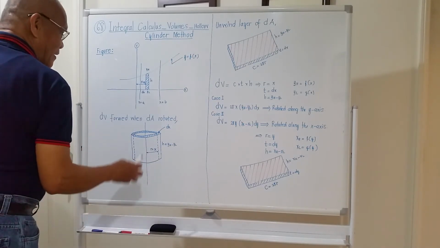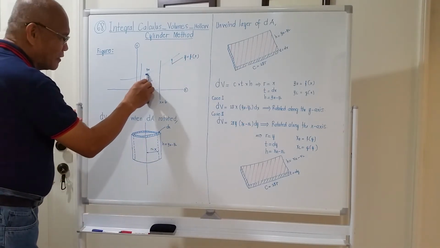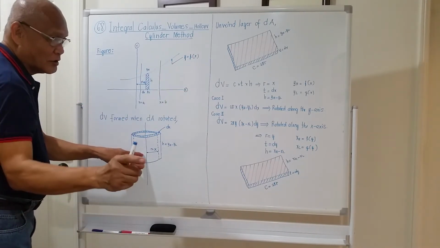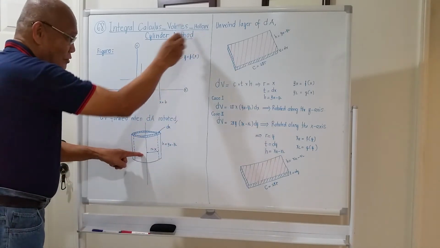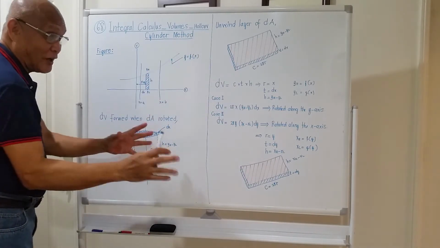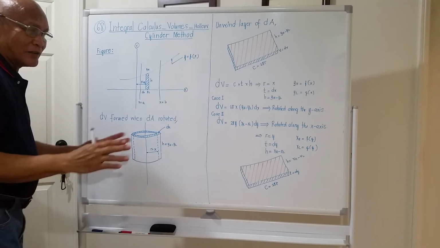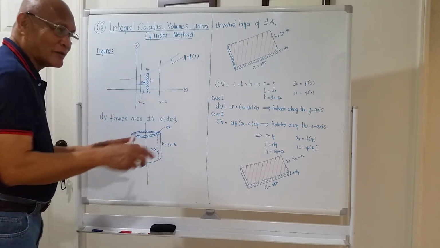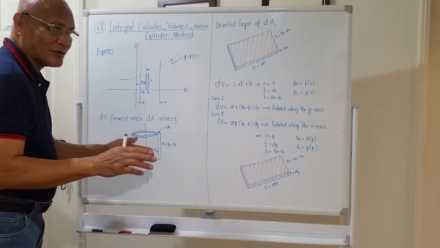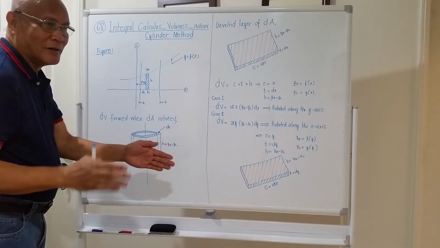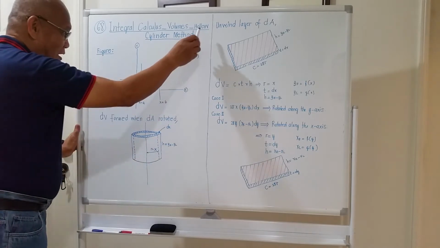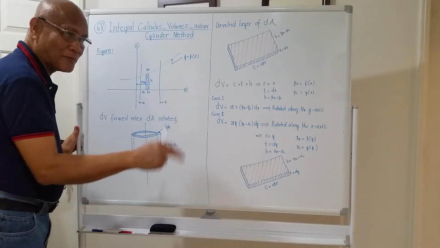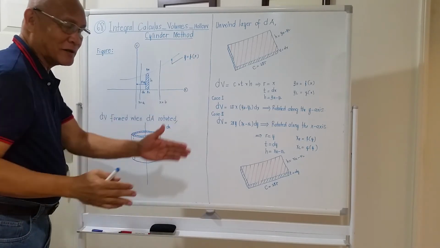If we rotate this differential area one complete revolution, what will come out will be a hollow cylinder. So our topic is actually hollow cylinder method. It's hollow. Later on, the resulting volume will not be hollow because as we integrate, we will place a limit, so it will become a solid thing. But for the meantime, it is a hollow cylinder method. Once we substitute the upper and lower limit, it will become a solid. Okay?